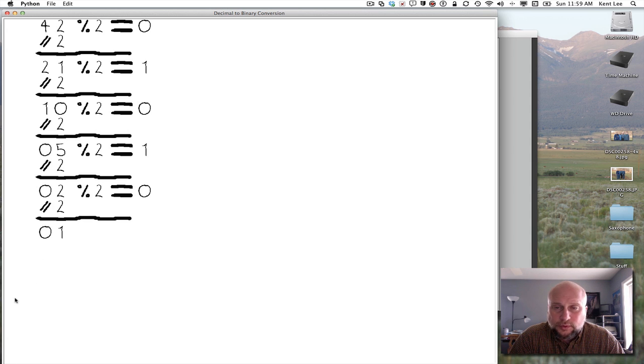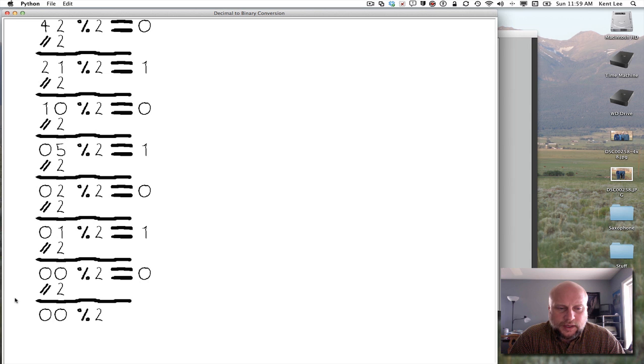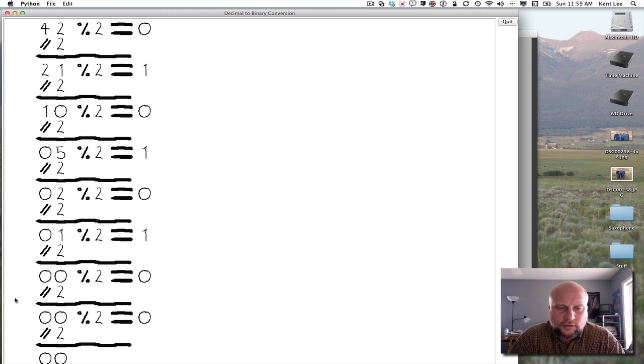So 2 mod 2 is 0, and 2 divided by 2 is 1. And 1 divided by 2 is 0. And 0 mod 2 is, of course, 0. And look at this. If we read this from the bottom up, we have 0, 0, 1, 0, 1, 0, 1, 0. So in this animation that we have here, we can see that this algorithm works perfectly well both for a decimal representation of 42 and a binary representation of 42. After all, 42 is 42 whether it's represented in decimal or binary.